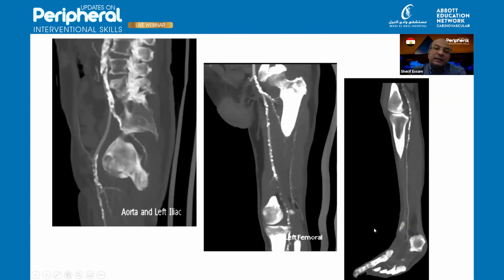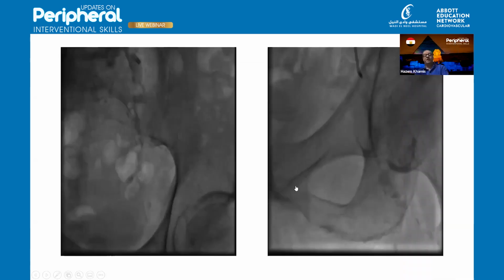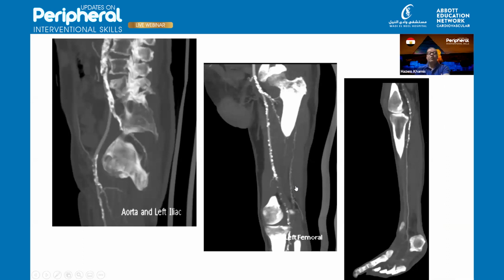And this is another view, the sagittal view of the CT angio, to evaluate the amount of calcification. As you can see here, that's the calcium in the common femoral artery, because that's what we are going to see now during the angiography very clearly. Okay. Now, access.